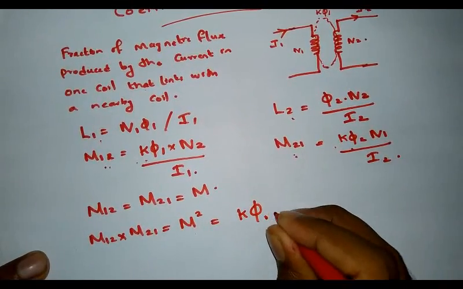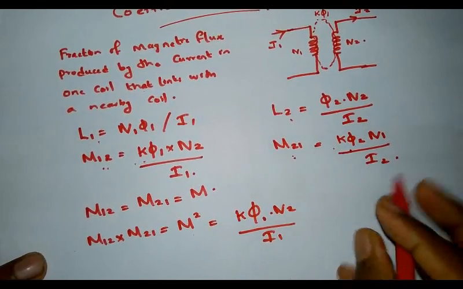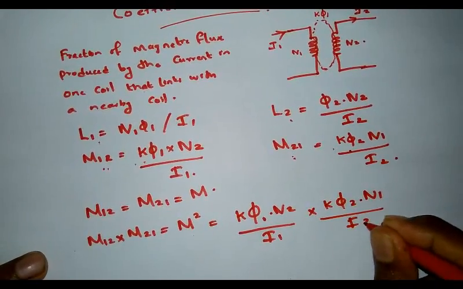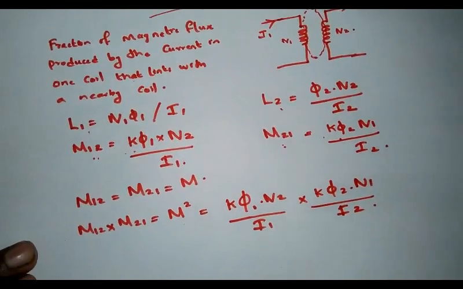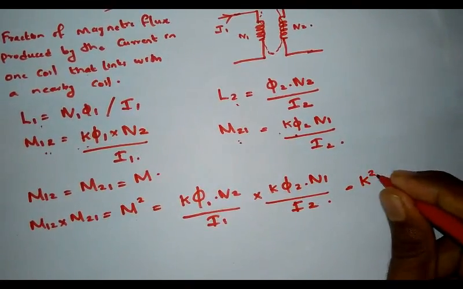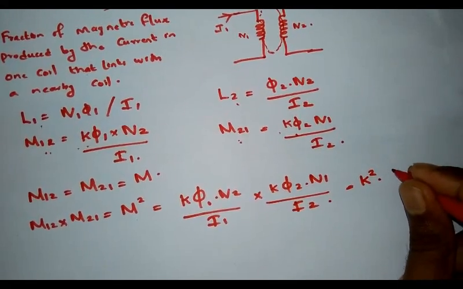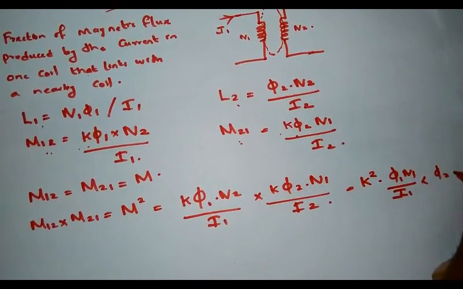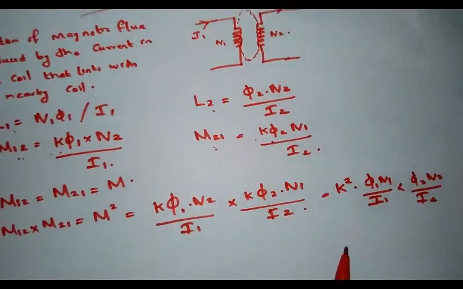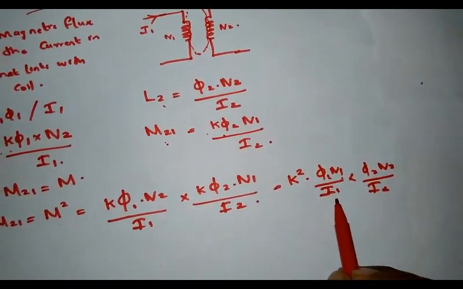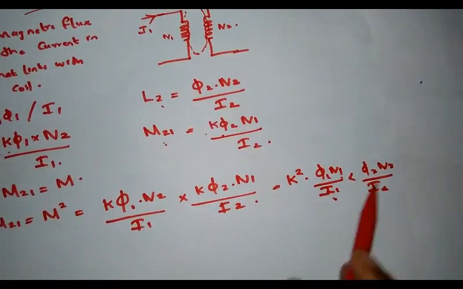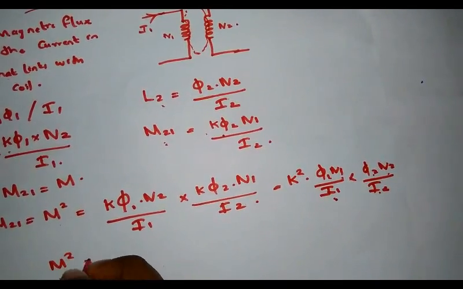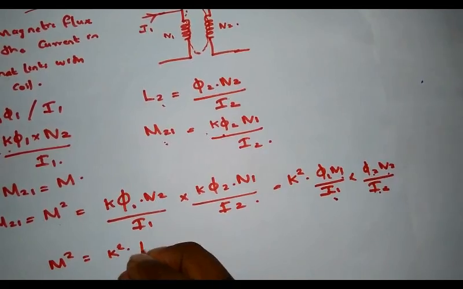So M square is equal to K times phi1 N2 divided by I1, the expression for M12, times K times phi2 N1 divided by I2. This is equal to K square times phi1 N1 by I1 times phi2 N2 divided by I2. Let's go through these two terms. Phi1 N1 divided by I1 is the same as the self-inductance of the first coil, and phi2 N2 by I2 is the same as the self-inductance of the second coil. Therefore, we can write M square is equal to K square into L1 L2.